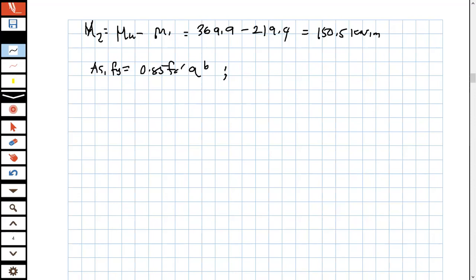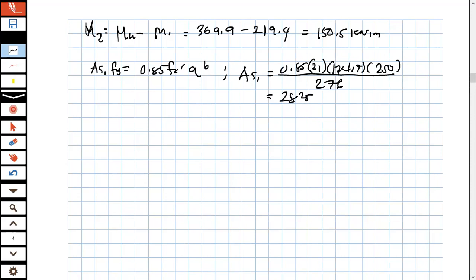Okay? So, therefore, we have AS1 is equal to 0.85 times FC prime, which is 21, times A, which is 174.7, which we calculated earlier. And then you have B, which is equal to 50. Divide both sides by Fy, which is 276. So therefore, AS1 is calculated to be 2,825.25 square millimeter.